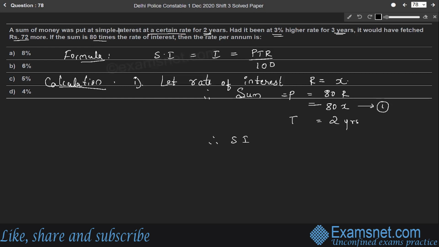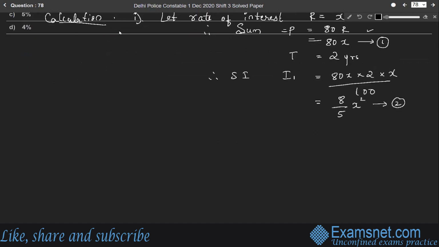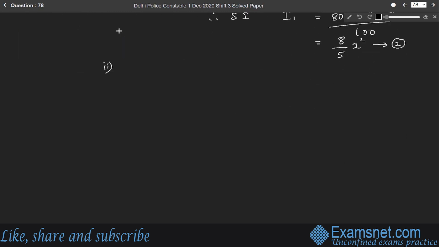Therefore, simple interest I1 is equal to PTR by 100. P is 80x, time is 2, R is x by 100. So which is 80 by 10 x square into 2, which is 8 by 5 x square. Consider this as 2: 8 by 5 x square. Now, what is there in the question? Had it been at a 3% higher rate for 3 years. So in the second case, by the question, the rate R is equal to x plus 3%.